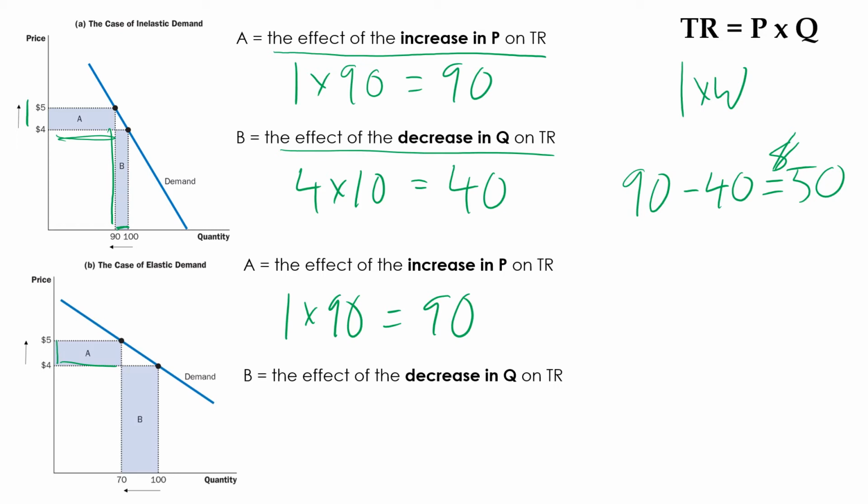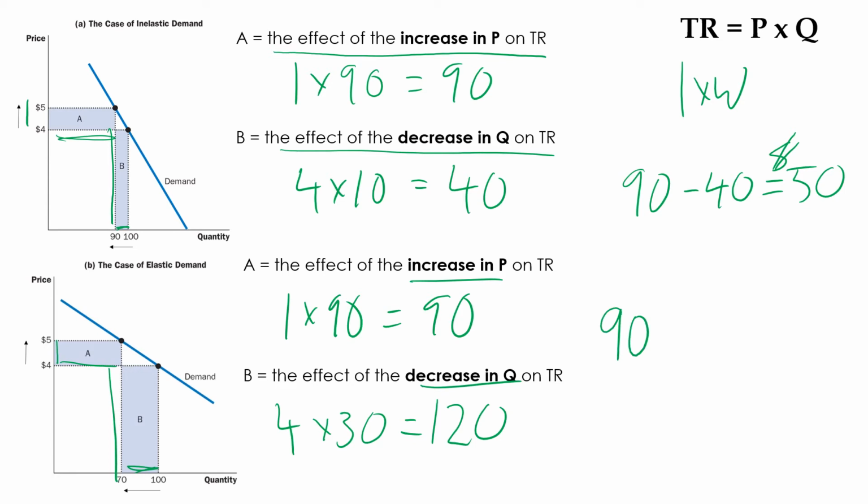All right, so let's check it out. So this line is 4, and basically the difference here is going to be 30. 4 times 30, the area of that rectangle B is going to be 120. So the effect of the decrease in Q is larger than the increase in P. 90 minus 120 equals negative 30. You would lose $30 by increasing the price from $4 to $5 in case B. That's because it has elastic demand, right? The quantity demanded is very sensitive to price increases.